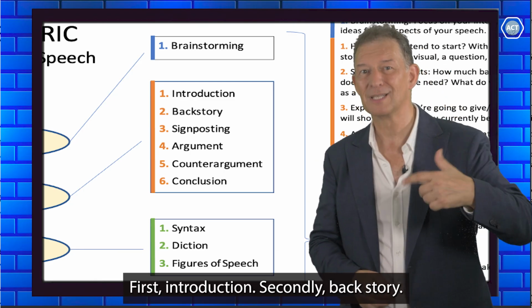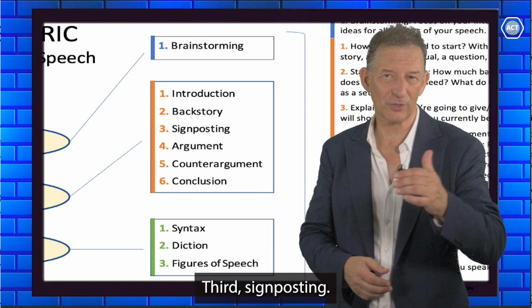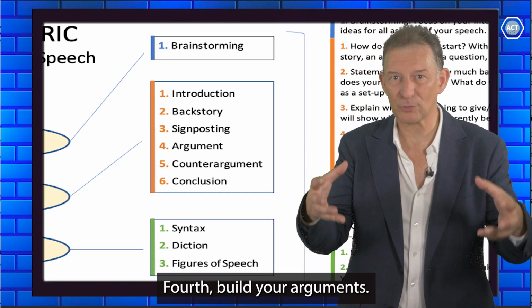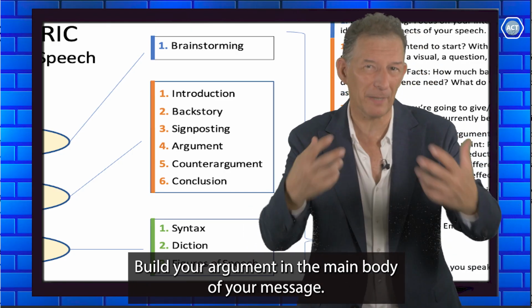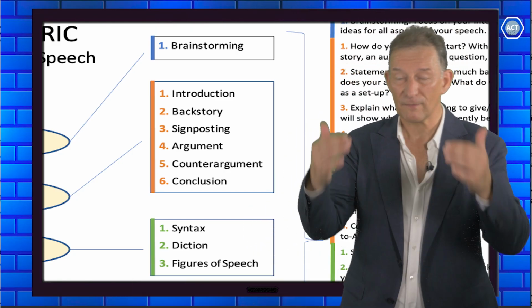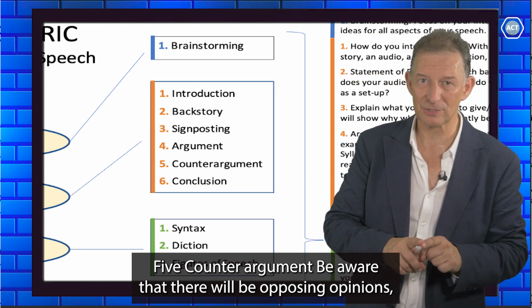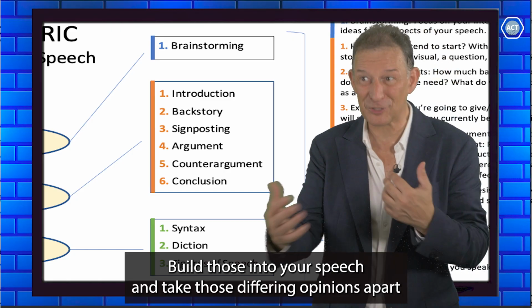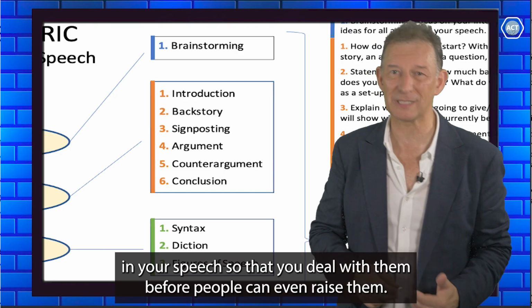First, introduction. Secondly, backstory. How much backstory does the audience need? Third, signposting. Let the audience know where you're going to go. Fourth, build your argument. I'm going to talk about that in a little bit more detail in a second. Build your argument in the main body of your message. Fifth, counter argument. Be aware that there will be opposing opinions, differing opinions. Build those into your speech and take those differing opinions apart in your speech so that you deal with them before people can even raise them.